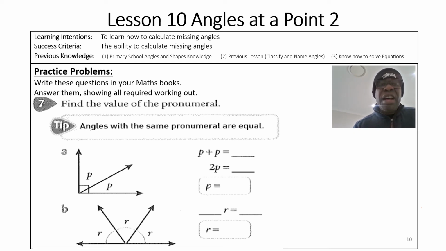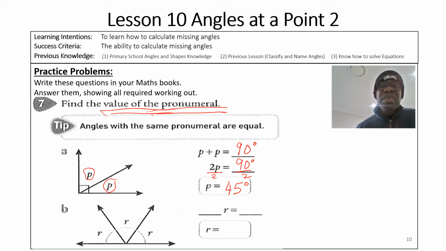We are to find the value of the pronumeral, in other words, the value of the letter. Angles with the same pronumerals are equal. So that's P and that's P. So P plus P add up to 90 degrees. So 2P equals 90 degrees. So what is P? Well, you divide here by 2 and you divide there by 2. 90 divided by 2 is what? 45. In other words, 45 times 2 is equal to 90 degrees.